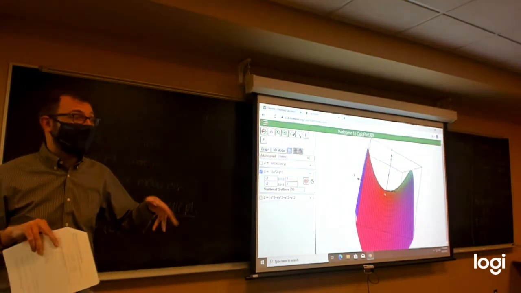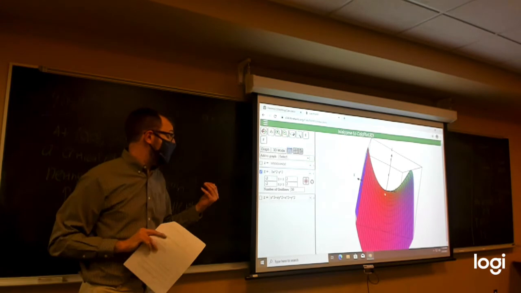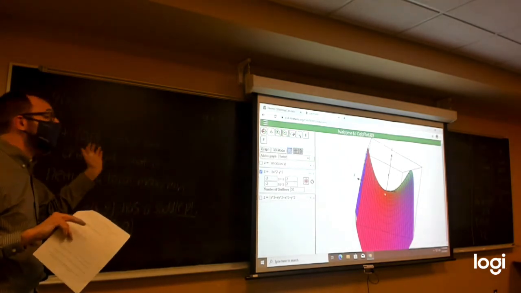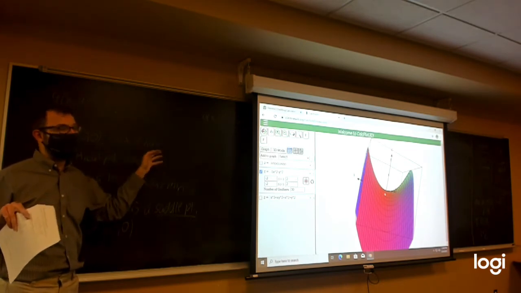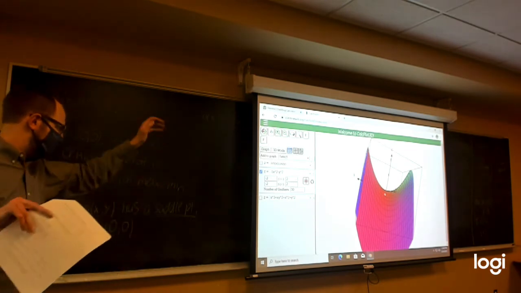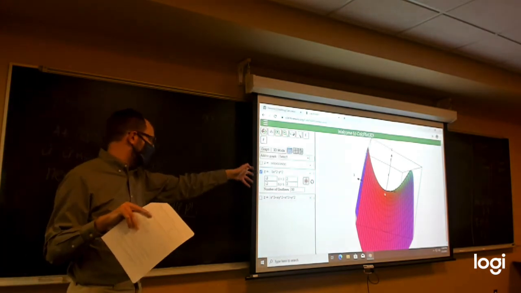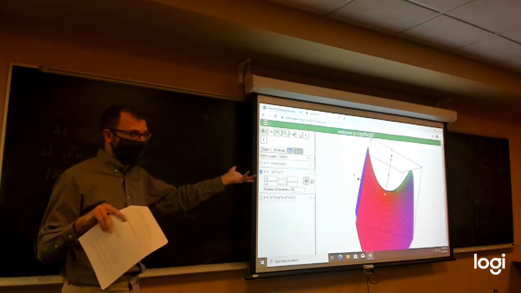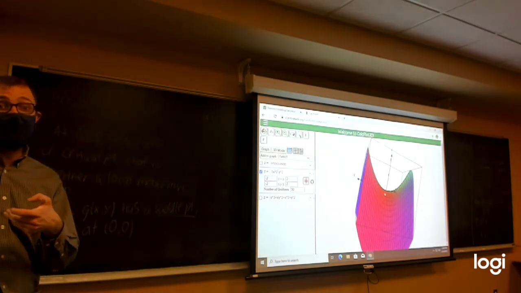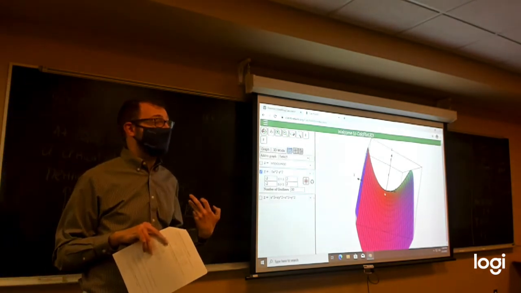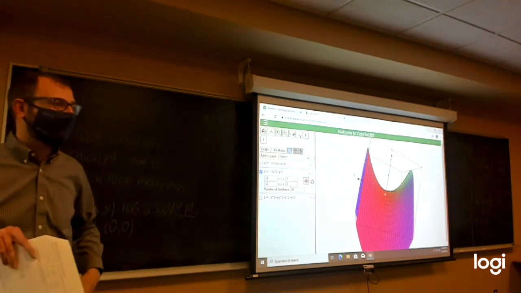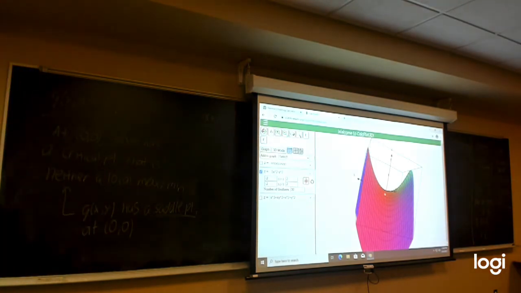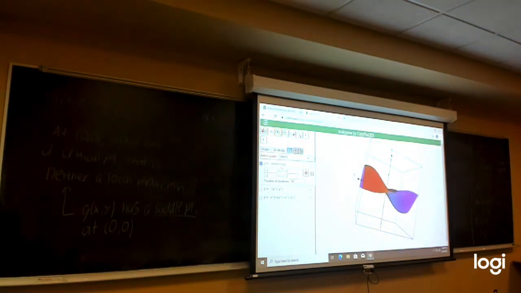It is the sort of point where in one direction you have a min, in another direction you have a max. You don't have a local max or a min overall at that point, but you still have a critical point where it flattens out. Since this is the prototypical example of a critical point that's not a local max or a local min, we're going to call these sorts of points saddle points going forward. And finally, let's look at h of xy equals sine of x times cosine of y.